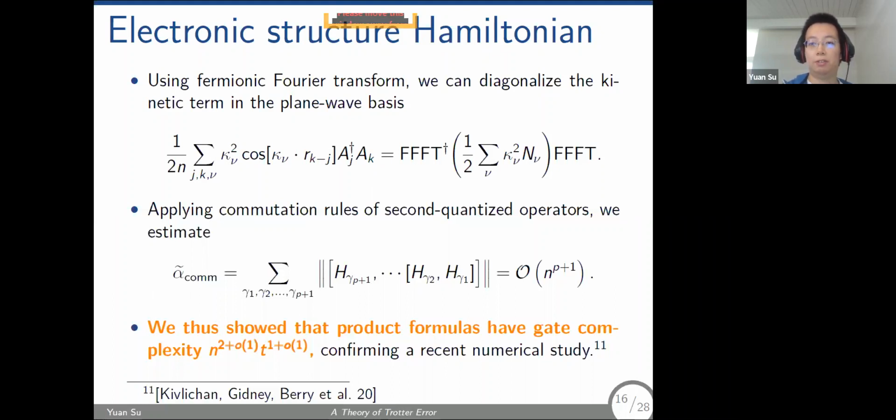And the remaining thing is just like the old strategy. We try to understand how this commutator scales, and then try to apply some standard arguments to work out the gate complexity. And the result will indeed be something like n squared times t, very close to that. And it's slightly worse than the interaction picture algorithm, but the advantage will be that product formula is very simple. So hopefully it can perform well in practice. And this also confirms a recent study from the numerical side by some of the people from Google's group and other groups.